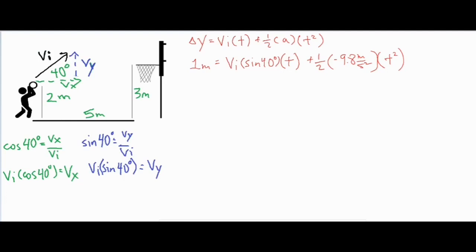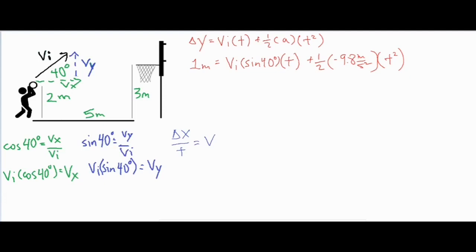The first thing we're going to do is a substitution for time because we have two unknowns, a Vi and a t. So if we could solve for t in terms of Vi, then Vi will be our only unknown. So what I'm going to do is use the constant velocity formula, delta x over t equals v.